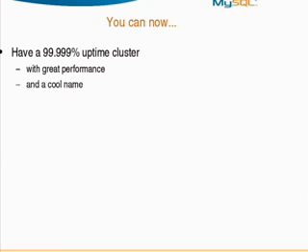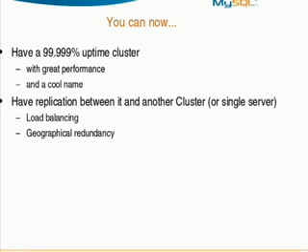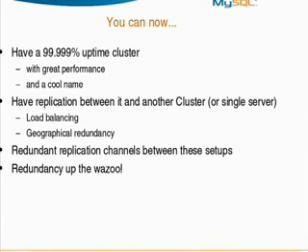So I think we have a cool name. NDB is cool. We have replication between it and another cluster. So you have load balancing and geographical redundancy. And we have redundant replication channels between these clusters, so you can have internet links go down and still have replication channels happening, and otherwise known as redundancy up the wazoo.